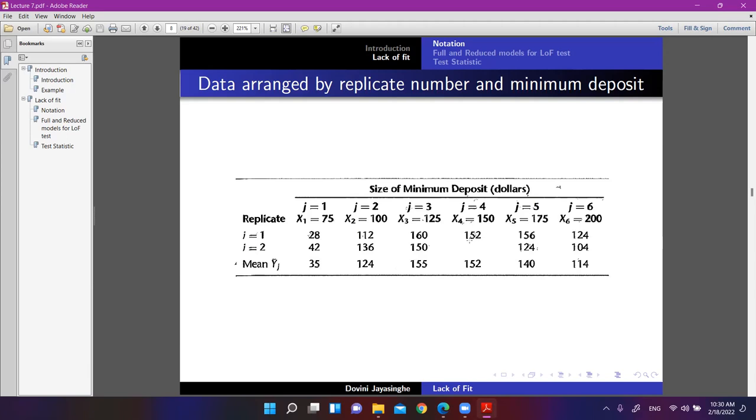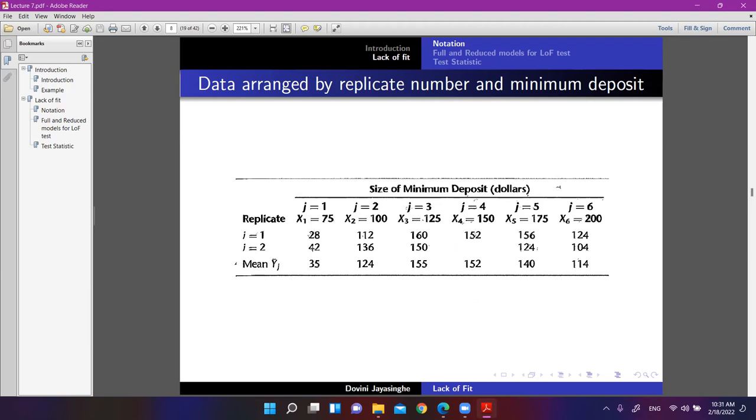Here, as we don't have any replicates, 152 minus 150, that is zero. You don't even have to write it. So only for the things that you have replicates, you have to compute the pure error. Although you put this term, it doesn't make any change, right? So basically, how you compute the pure error is you take each and every observation in the given x level, you take the gap between the computed mean and that observation one at a time, square it, sum it, right?